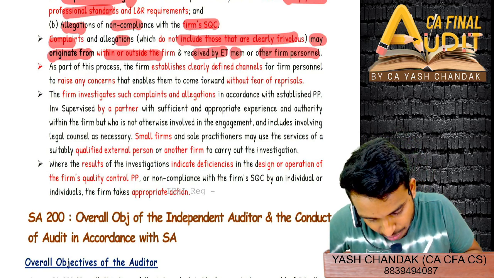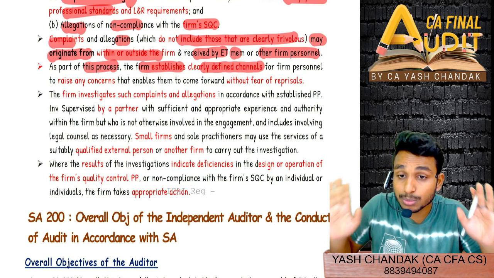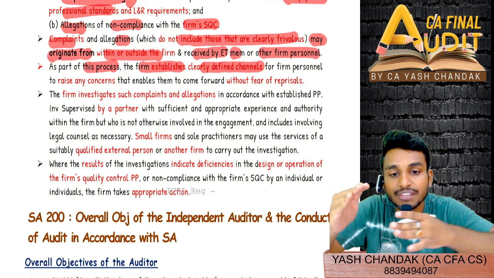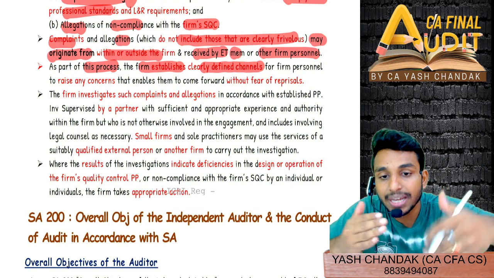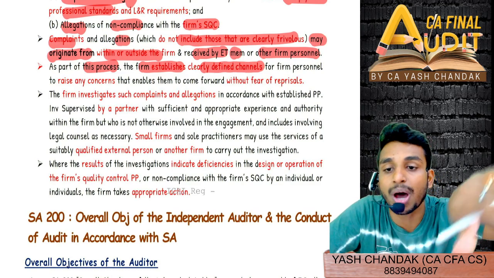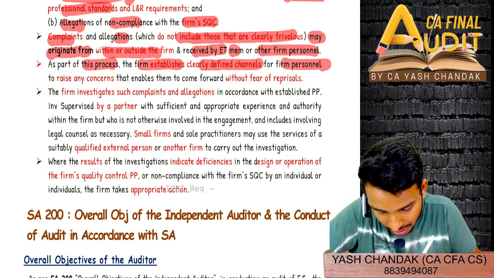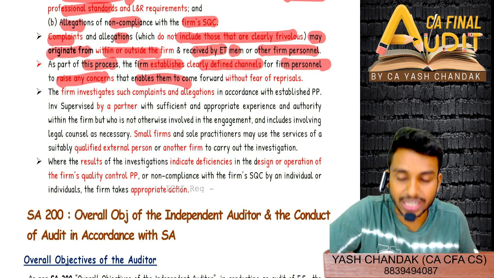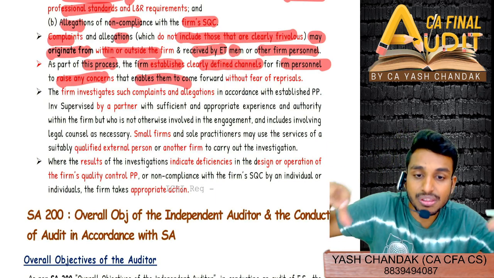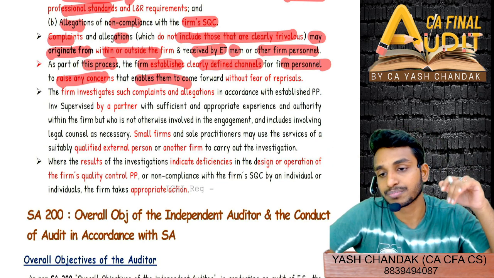As part of this process, the firm establishes clearly defined channels. That means what? The firm should establish a policy and procedure which clearly defines what the channel will be, how this complaint will be processed, how the allegations will be investigated and checked, which channel it will pass through, which way it is going to be processed, for the firm's personnel to raise any sort of concerns, and also for the other persons within the firm. There should be a channel by which they can raise the complaints within the firm.